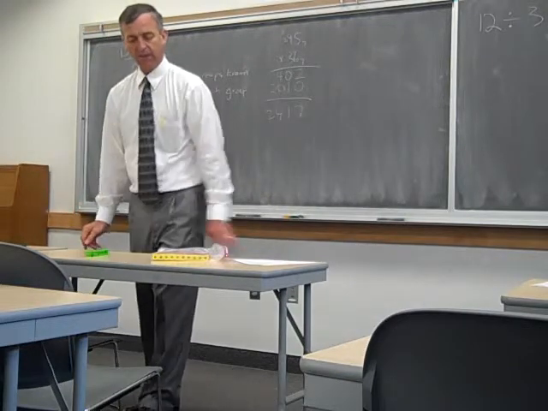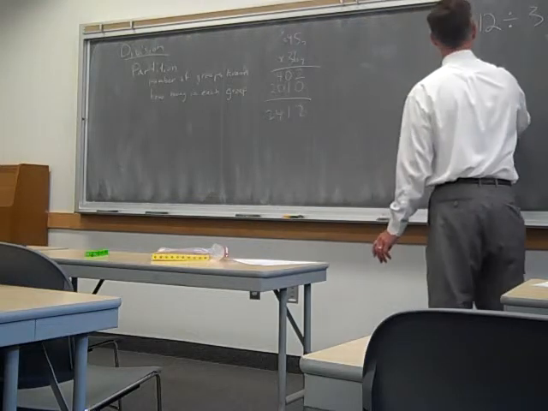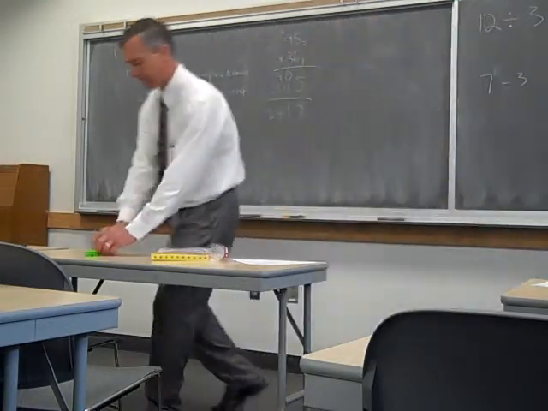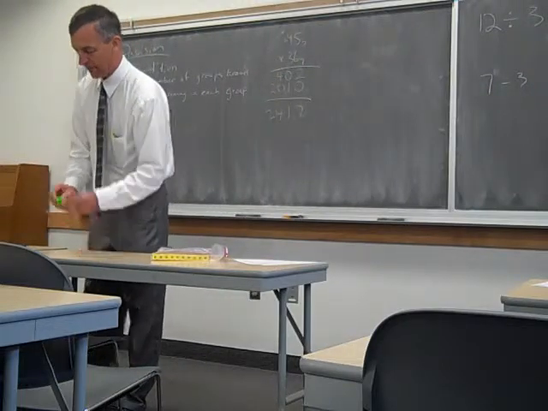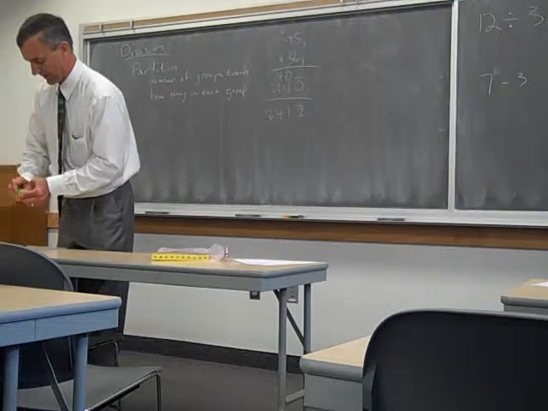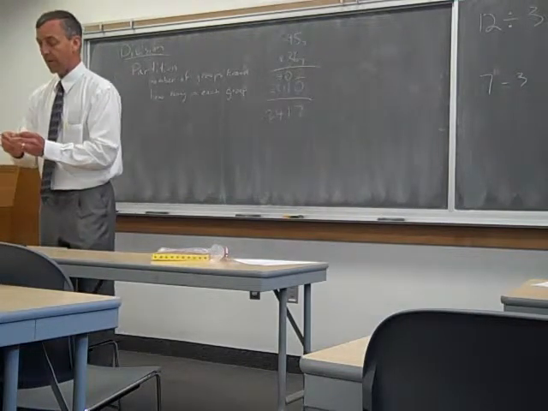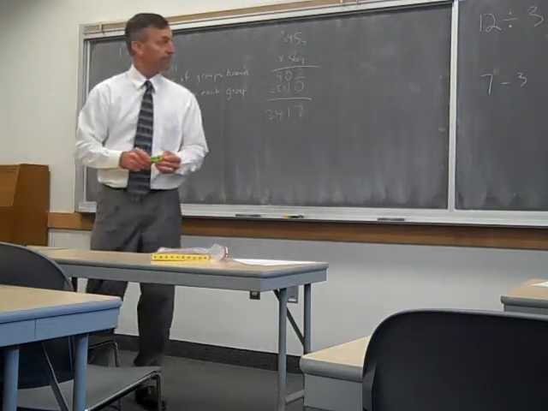Now, if we had one like 7 divided by 3, okay, that says I've got how many to start out with? 7. And I know how many groups I'm going to share with? 3. Right?